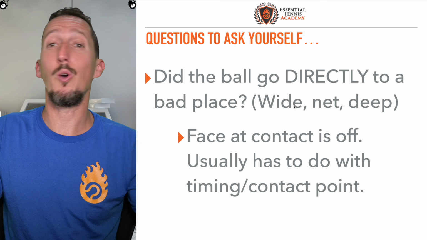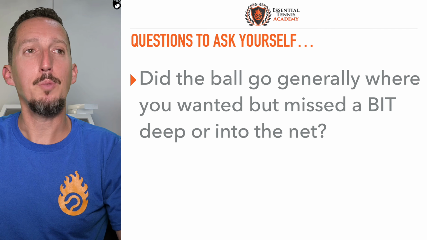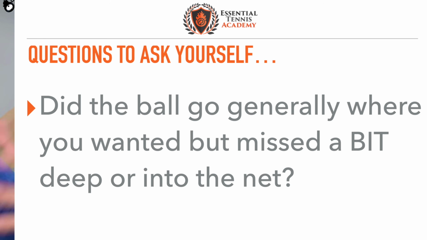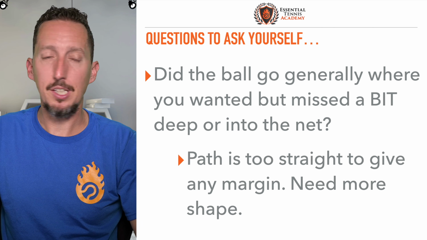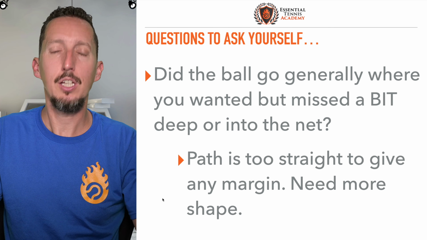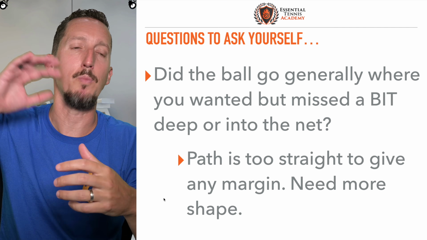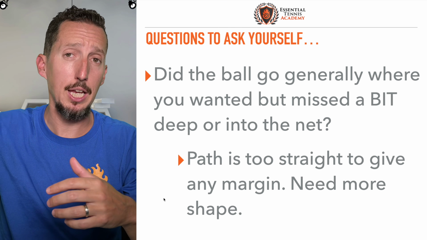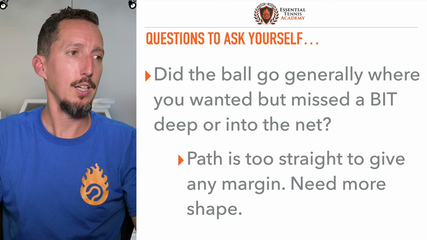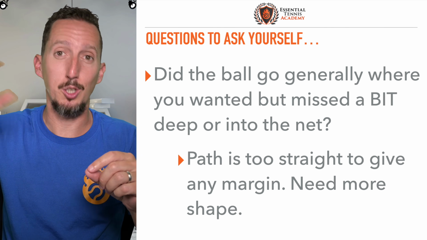So if the ball goes directly to a bad place, your racket face at contact was off. Did the ball go generally in the direction you were aiming, but just missed by a little bit, deep or into the net? Well, if that's the case, more than likely your swing path is a little bit too straight, and so your shot is traveling too straight, too flat. There's no margin. We need a little bit more shape to give us a little bit of breathing room. Otherwise, we're going to keep missing a little bit long and then a little bit short, and then a little bit long and a little bit short.